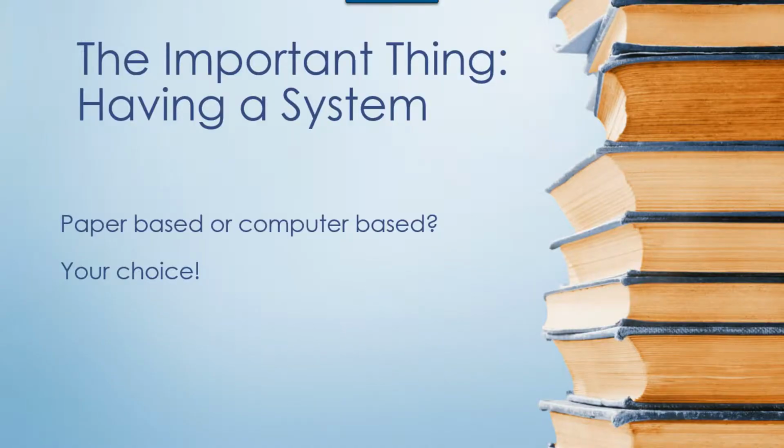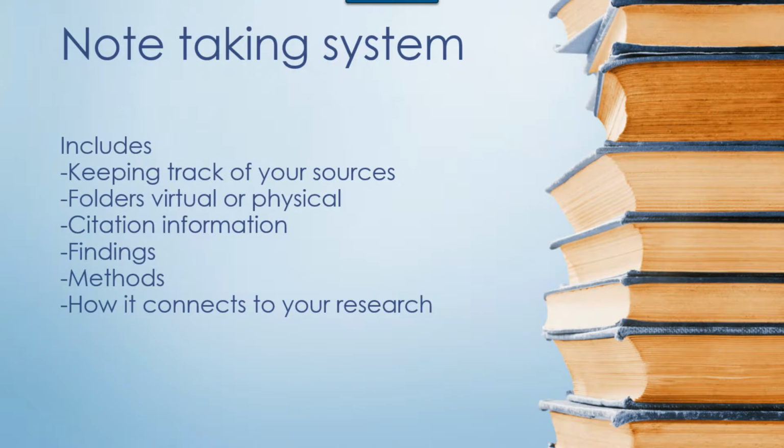The important thing is to have a system. Some people are old school and use note cards, highlighters, and sticky notes, and print everything off. Others like to keep everything digital, save it to a folder on their desktop, and type all their notes. Other people use a combination. Whatever system works best for you is what you should use. Your note-taking system should include a way of keeping track of your sources and use folders of some sort. You also need to be sure to include citation information, findings, methodology, and how it connects to your research.